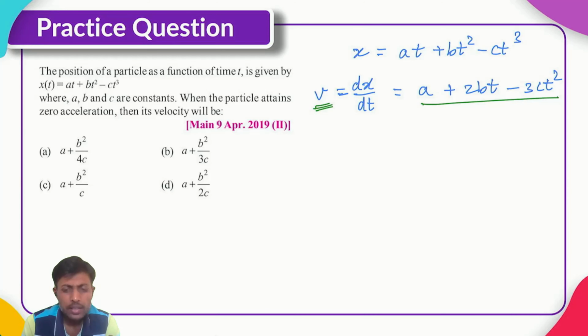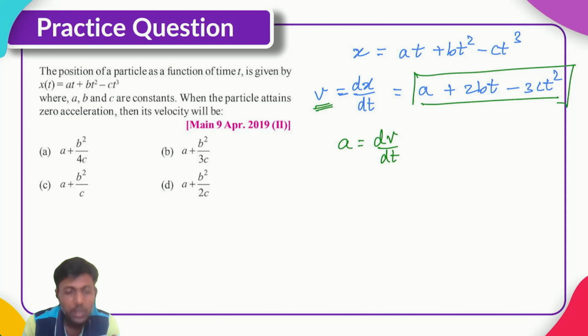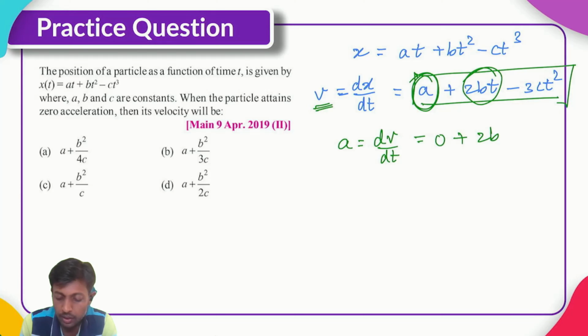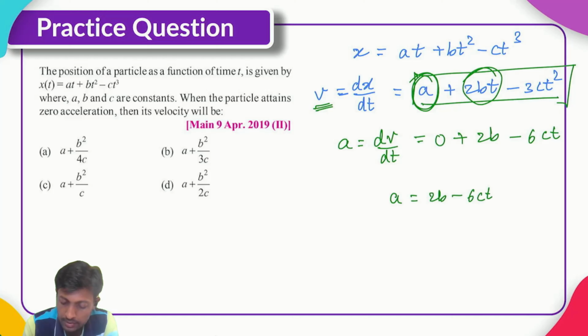But we have to find out acceleration, and we know acceleration is dv by dt. So we'll differentiate this part once again with respect to time. Differentiation of a constant term is 0. Differentiation of this term would be 2b, and this term is 6ct. So here we have the expression for acceleration, right? Acceleration is 2b minus 6ct.